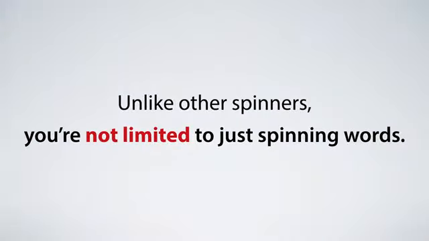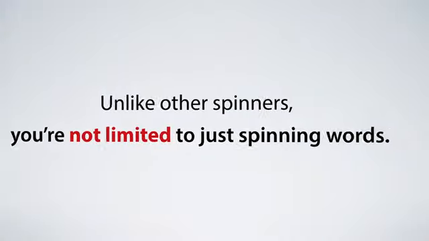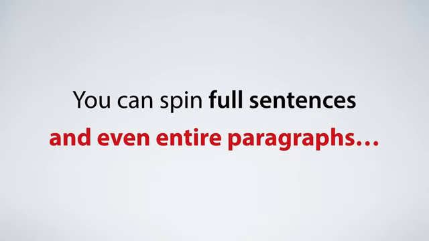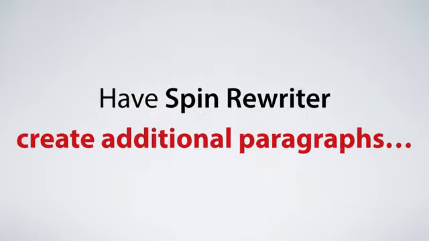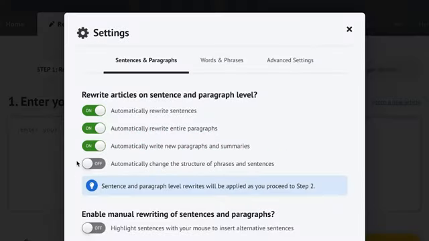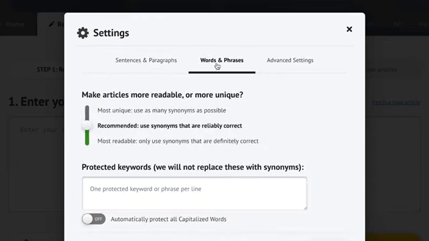Because we're not just about accuracy and we're not just about speed, we're about putting you in complete control. Unlike some other spinners, you're not limited to just spinning words. You can spin full sentences and even entire paragraphs, which lets you get even more unique text without changing the meaning of your article. You can even have Spin Rewriter create additional paragraphs. Select this option and Spin Rewriter will extract additional information from your text in order to create brand new paragraphs on its own. You can also set just how adventurous you want to be with your spinning.